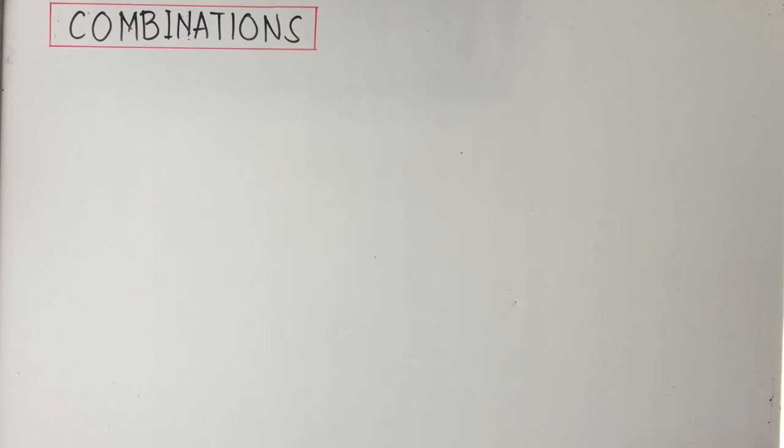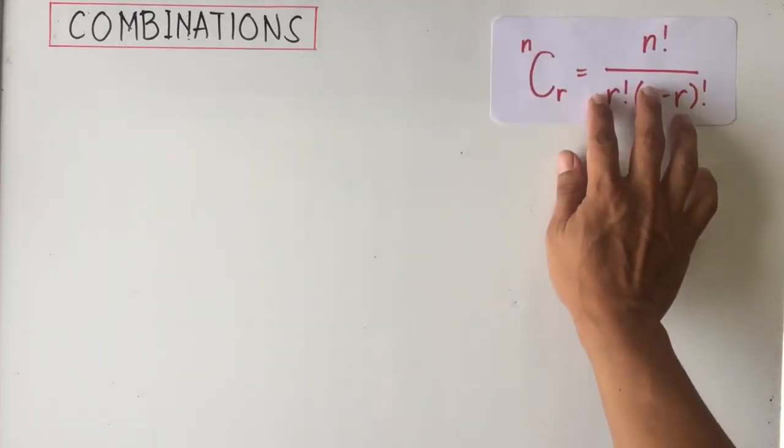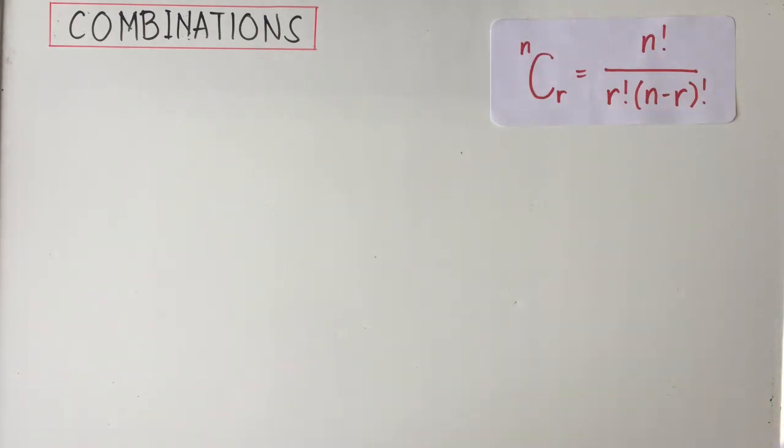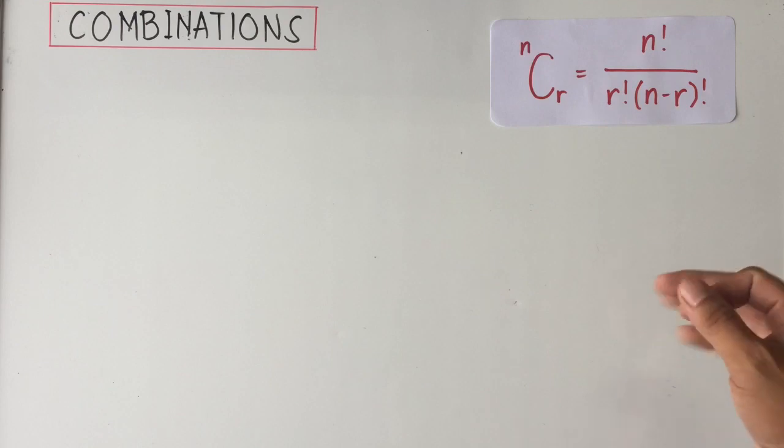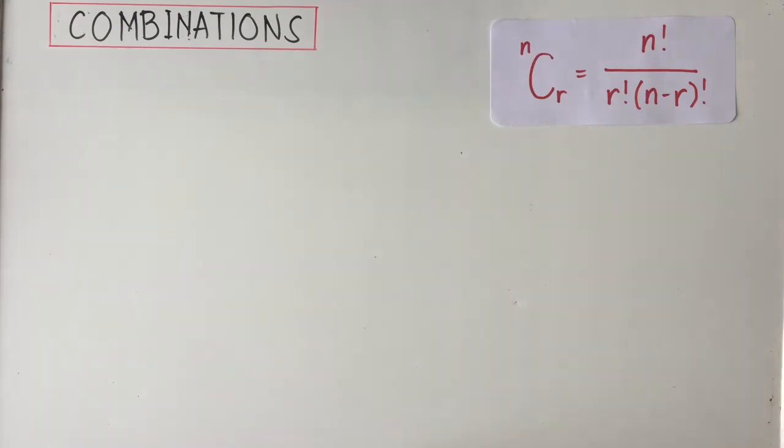This lesson is all about lesson number 4 in the permutations and combinations chapter, which is combinations. Combinations is usually denoted by this symbol and formula. Again, n is the number of items, r is the number of spaces that we are going to fill in, and it is equivalent to n factorial divided by r factorial multiplied by n minus r factorial.